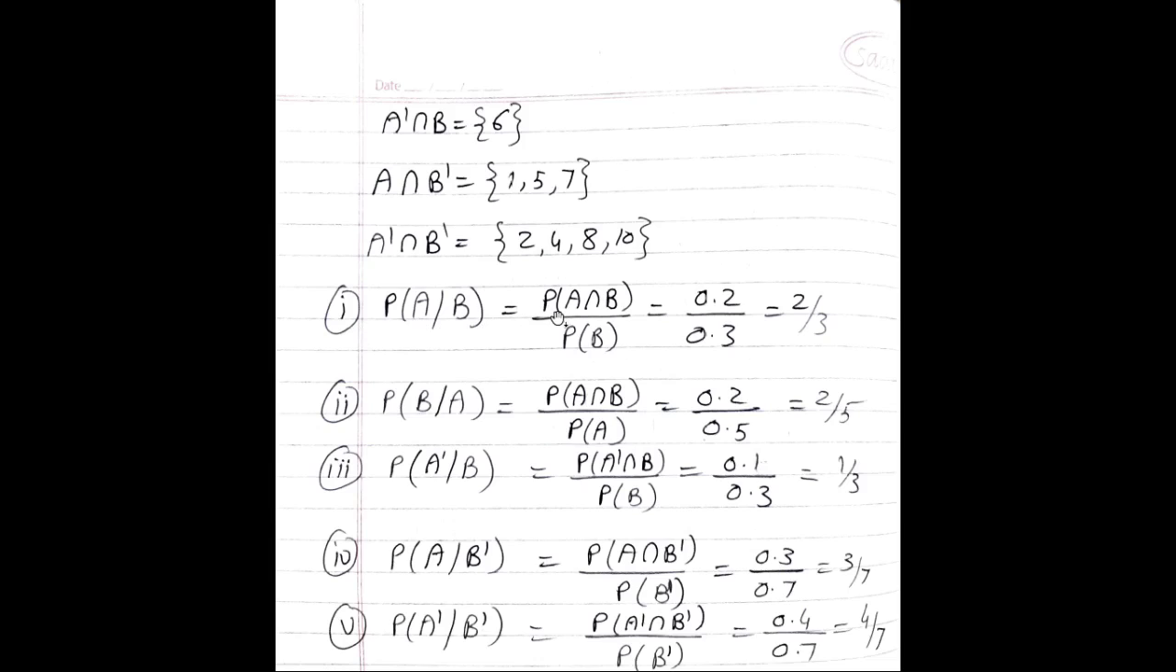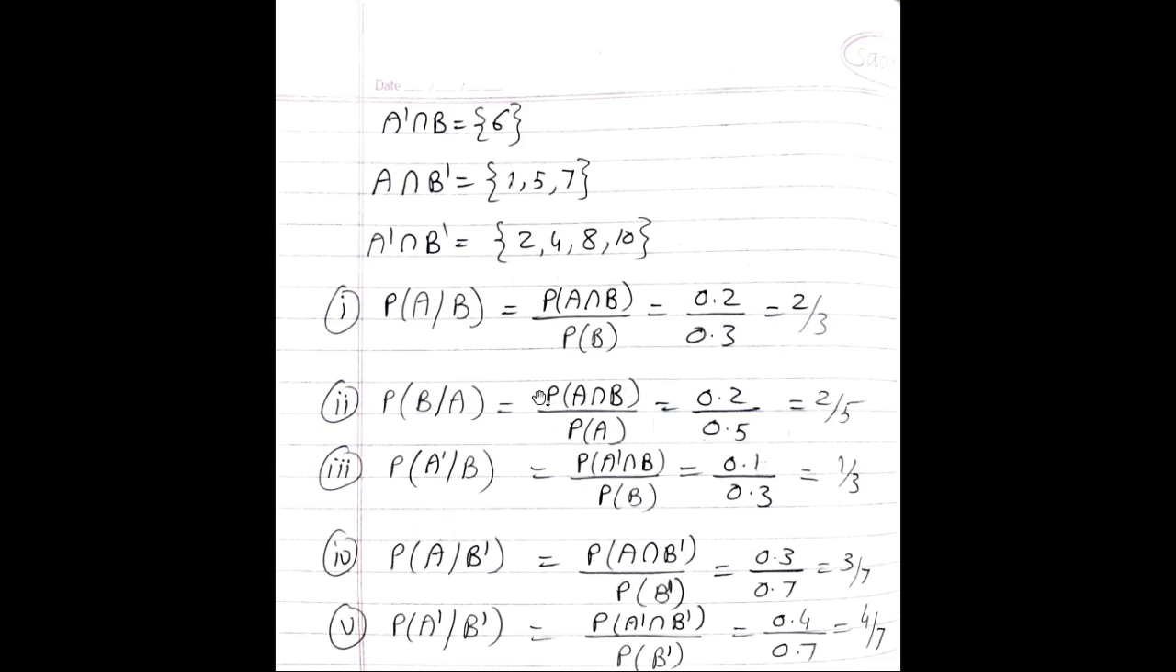Now in the first part of the problem, we need to find P(A given B), which is equal to P(A intersection B) divided by P(B). So in A intersection B there are two outcomes out of 10. So the probability of A intersection B is nothing but 0.2, and for B there are three outcomes. So P(B) is 0.3. So the final answer is 2 upon 3.